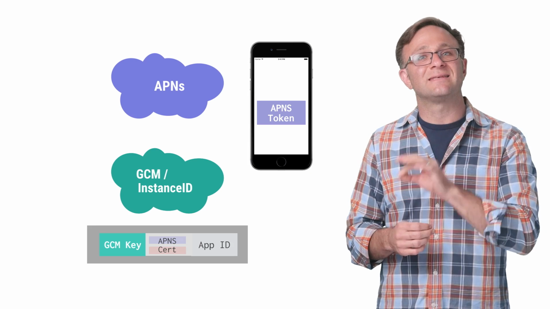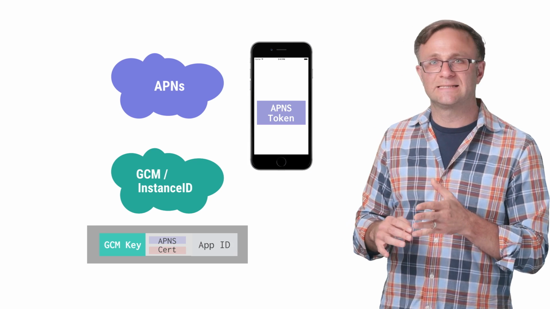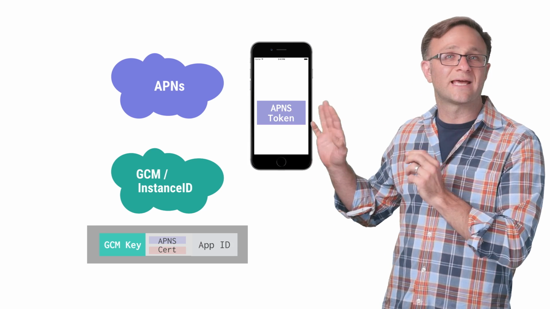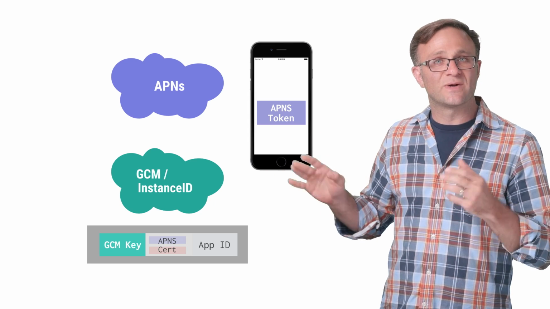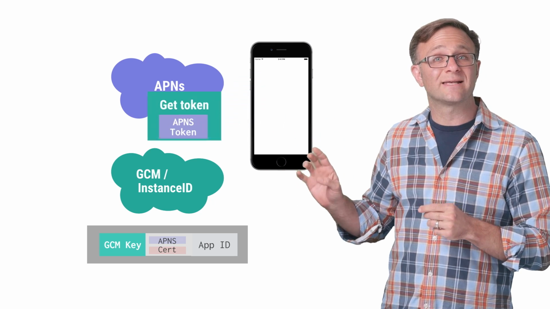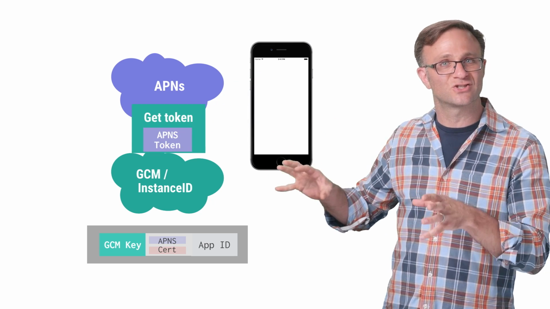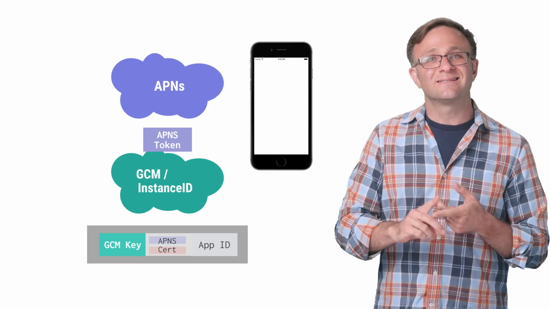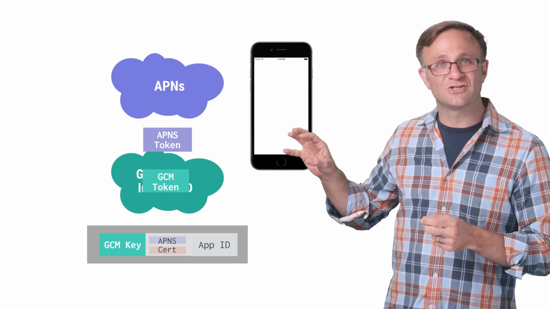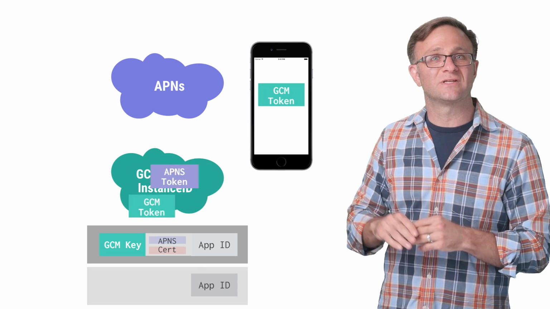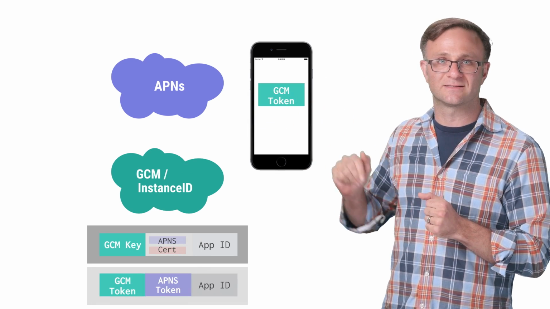Your app then needs to ping the Instance ID service, which for simplicity, and because I'm running out of room here, we'll pretend is a part of GCM, for its registration token. And as part of the request, it passes along the device token that it just got from APNS. The Instance ID service then returns a registration token, and that is the token you're going to use if you want to send a message to this target device.